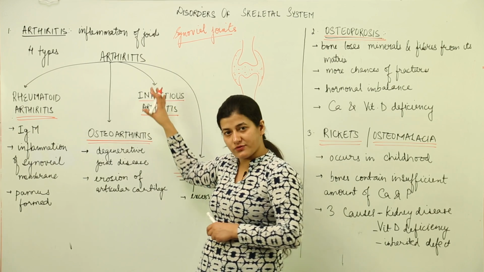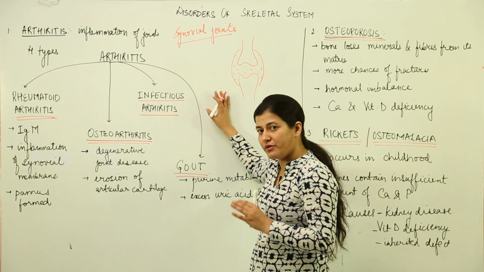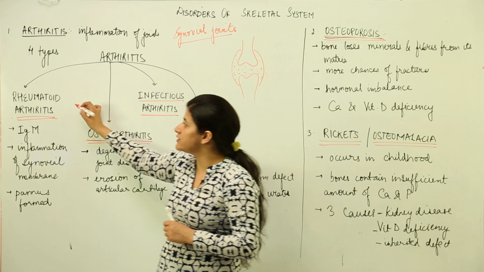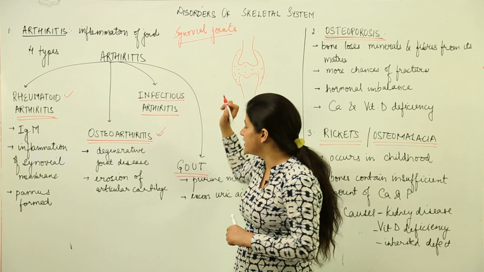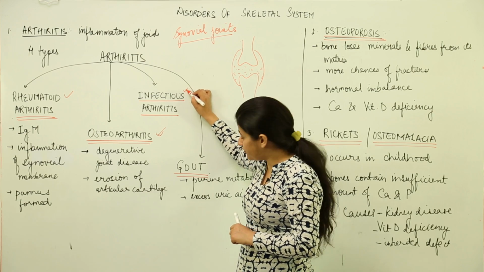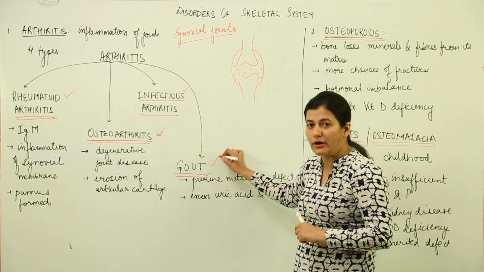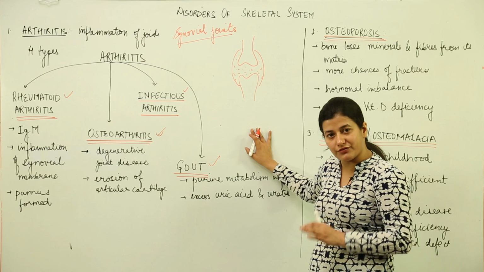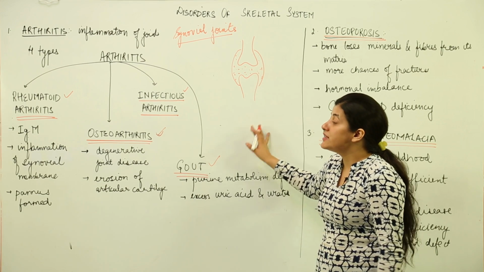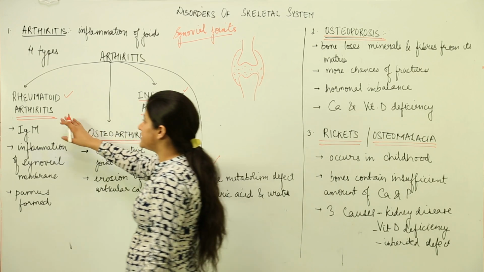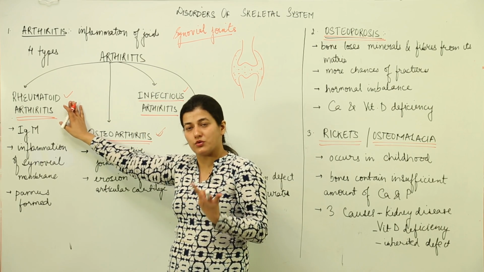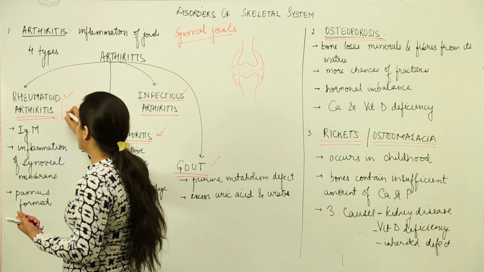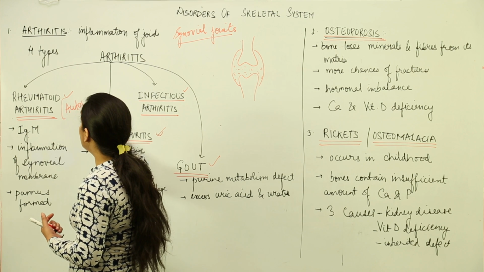Now there are four types of arthritis that you need to remember and learn. The first one is rheumatoid arthritis, the second one is osteoarthritis, then there is infectious arthritis, and last one is gout or gouty arthritis. So there are four types of arthritis that we have to deal with. The first one, rheumatoid arthritis, like in the case of muscular disorders, there was one which was autoimmune, so is rheumatoid arthritis. It is an autoimmune disorder.